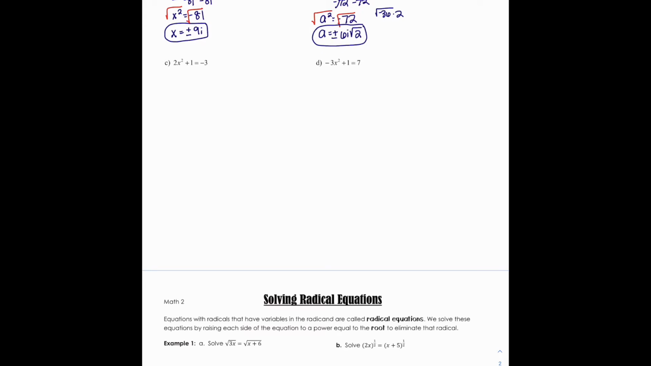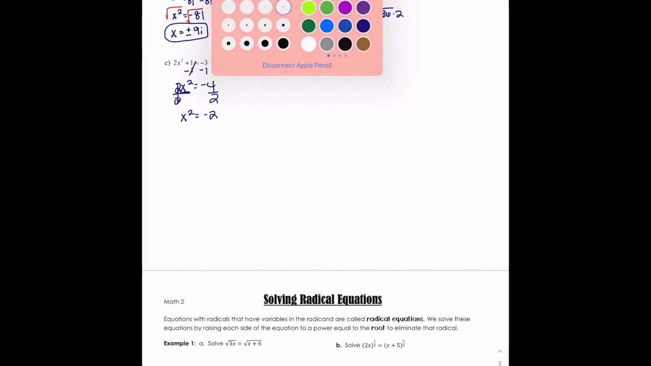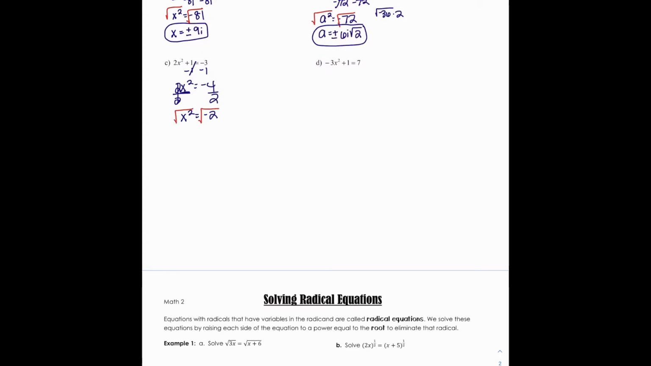For c, we're going to start by subtracting 1. Oops, I didn't mean to mark that out. All right, so we get 2x squared equals negative 4. Then, remember, you're trying to get the x squared by itself, so we want to divide by 2. So we get x squared equals negative 2. Now we're ready to take the square root of both sides. And x squared turns into x. Don't forget your plus or minus.